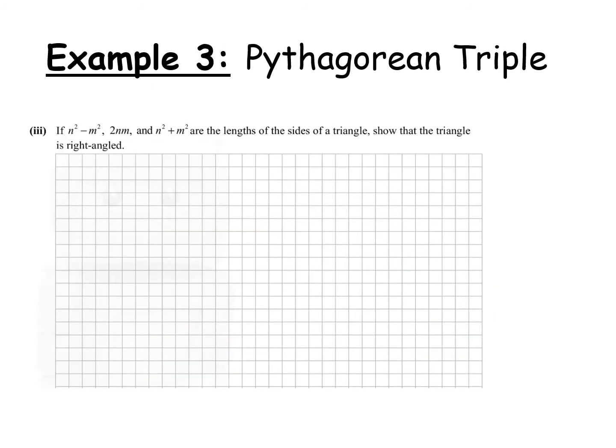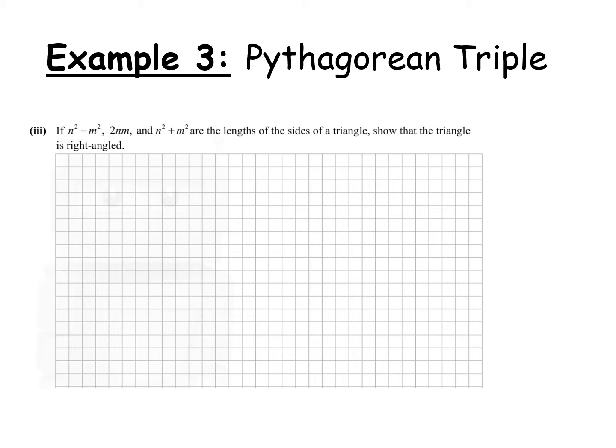So now they say, if n squared minus m squared, 2nm, and n squared plus m squared are the lengths of the sides of a triangle, show that the triangle is right angled. So at this point a lot of students would ask, but we've just done that in the previous part. What we've done in the previous part is we've proved that it's true specifically for two values, when m was equal to 3 and n was equal to 5. So that's all we've proved it for. They're asking us now to prove this so that it's true for any values of n and m.